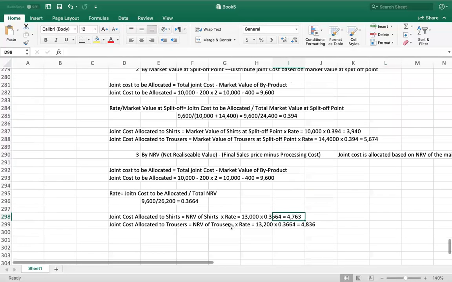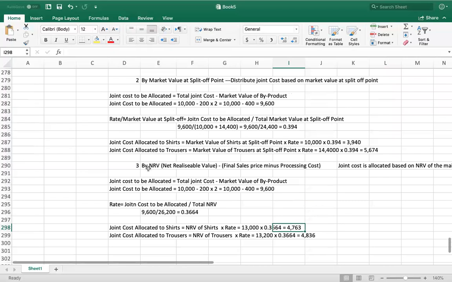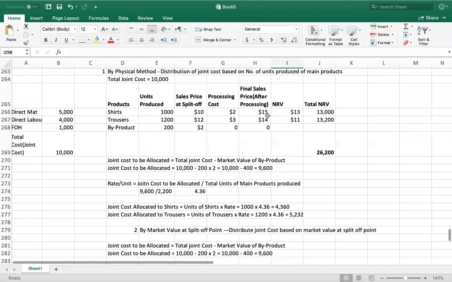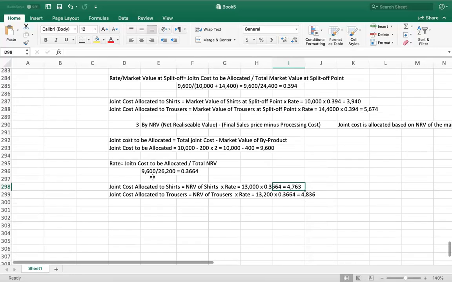So the third method is by NRV, the net realizable value method. First we calculate the net realizable value: final sales price minus processing cost. This gives you net realizable value per unit, multiplied by total number of units gives total net realizable value. Then first you calculate the rate, then rate multiplied by net realizable value of each product gives the cost allocated to the first product, second product, third product, like this.